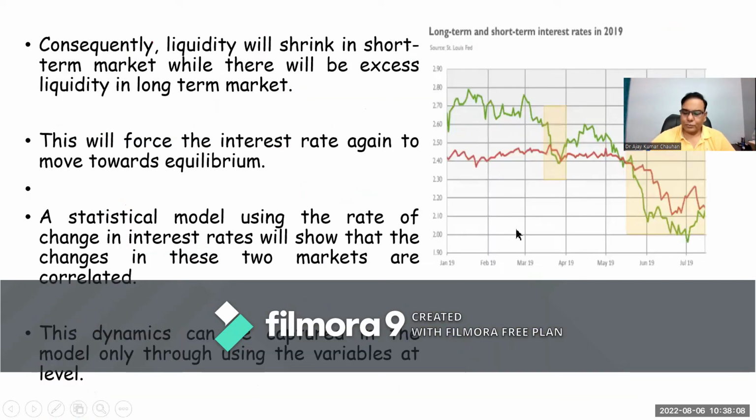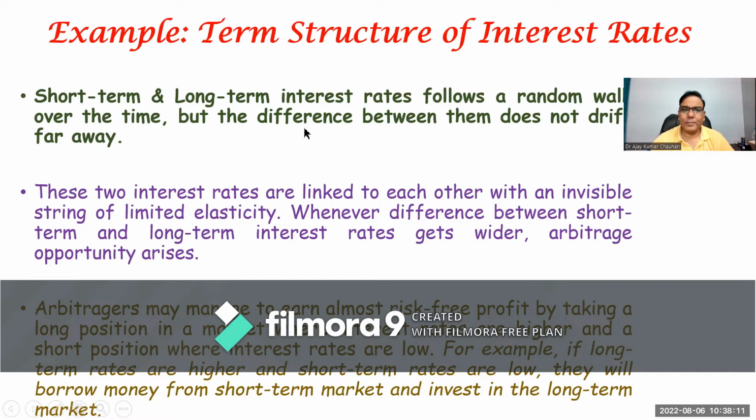Okay, so just read this. Short-term and long-term interest rates follow a random walk over time. Sometimes they move up, sometimes down, but the difference between them does not move. The two interest rates are linked to each other with an invisible string of limited elasticity. Whenever the difference between short-term and long-term goes wider, an arbitrage opportunity exists. Arbitrageurs may manage to earn almost risk-free profit by taking a long position in the market where interest rates are higher and a short position where interest rates are low, like this.